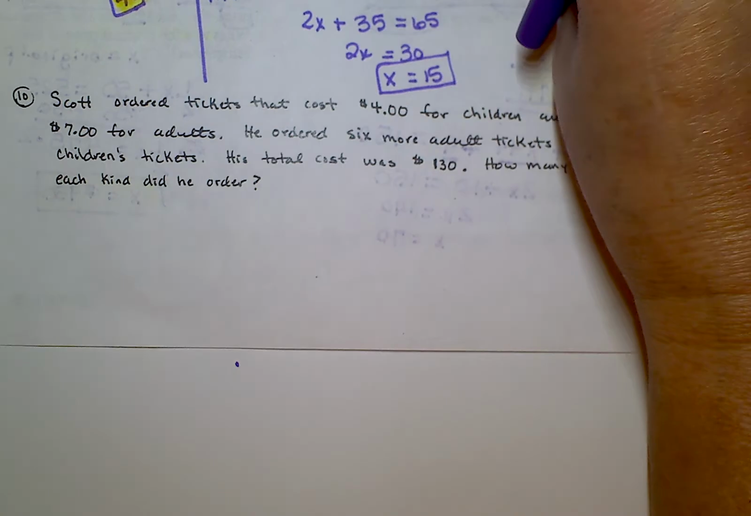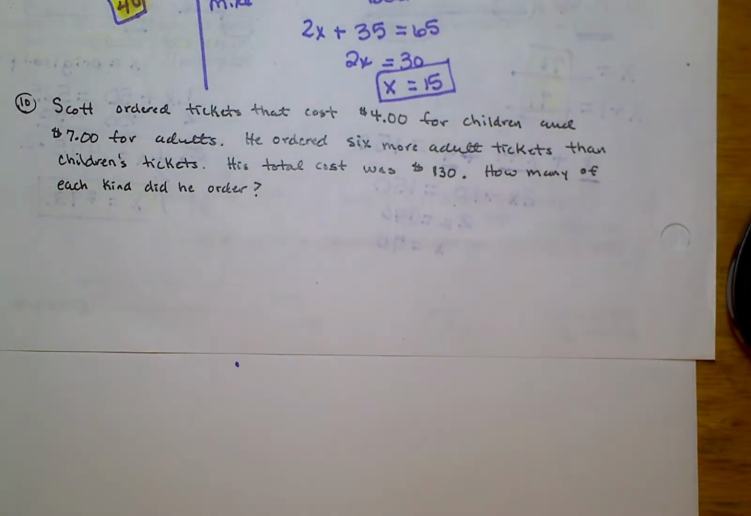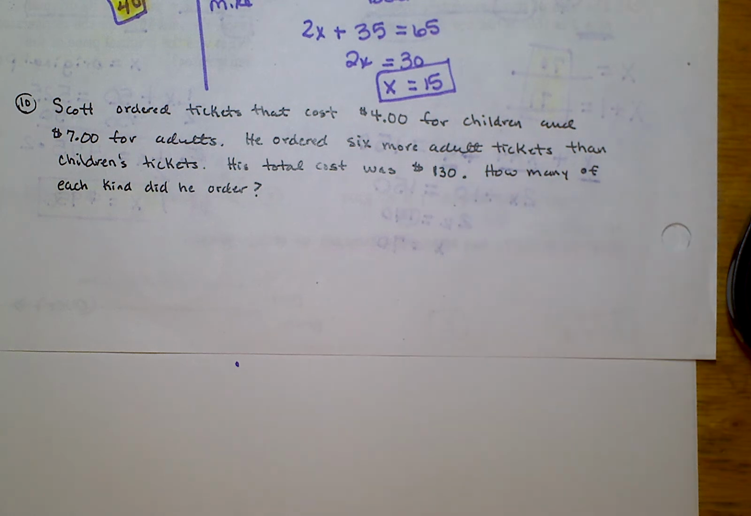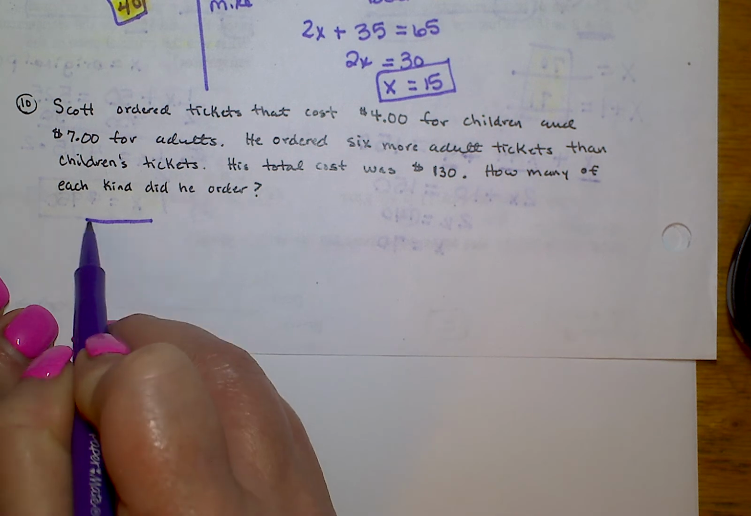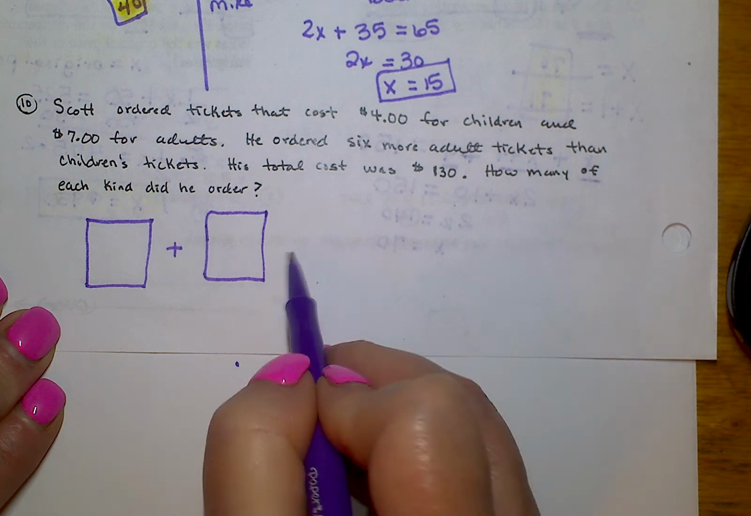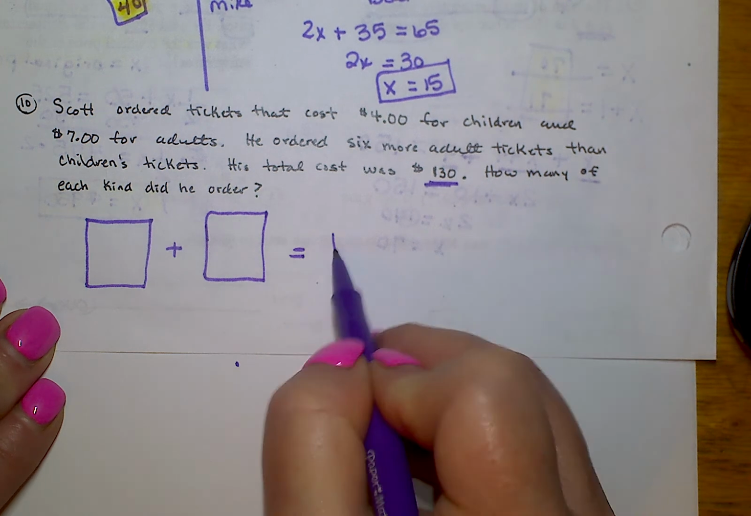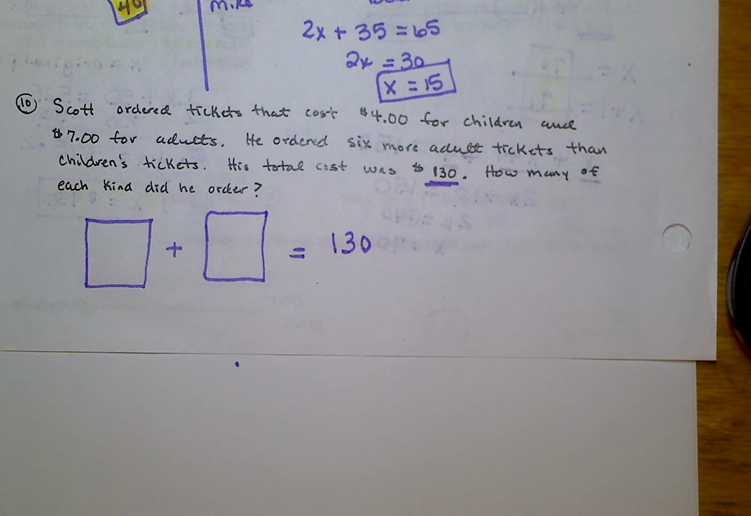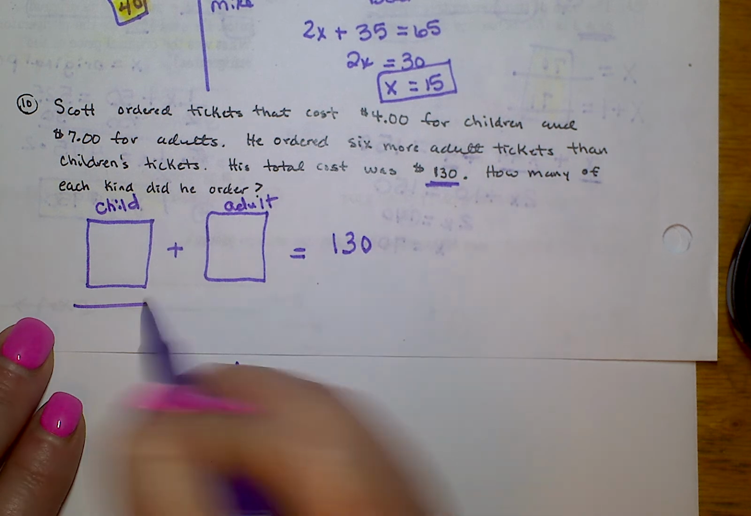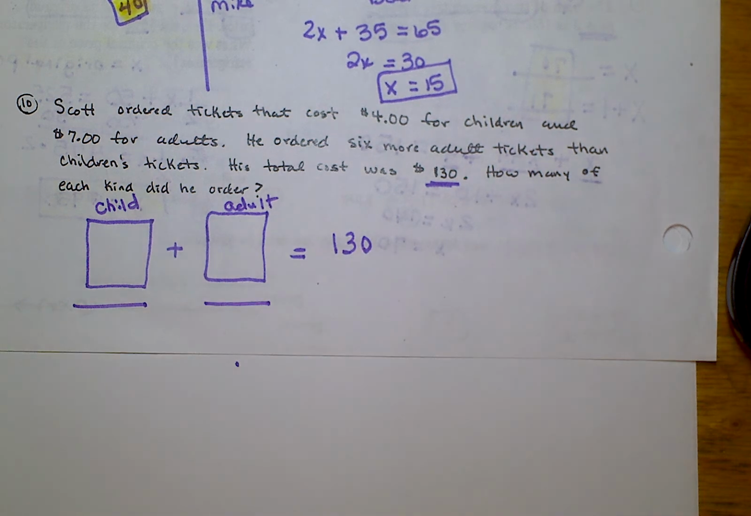Okay, the last one. When you deal with tickets, you want to draw the pictures just like with the shorts and the t-shirts, because you're dealing with this money and it'll help you organize. So I'm going to draw 2 tickets. And it's going to equal, notice the price, it's going to equal $130. Okay. Scott ordered tickets that cost $4 for children. So this would be a child's ticket, and this would be an adult. Remember, on the price line, put the money. Scott ordered tickets that cost $4 for a child and $7 for an adult.